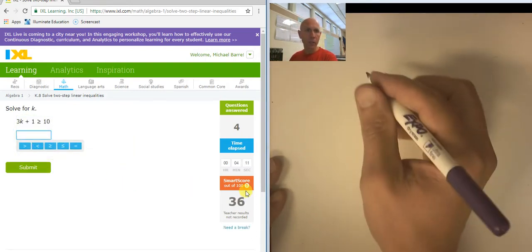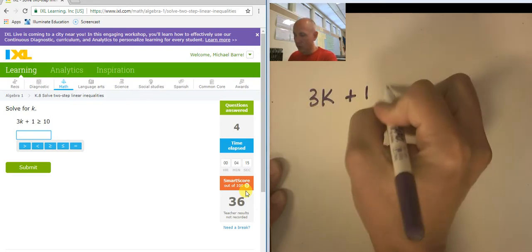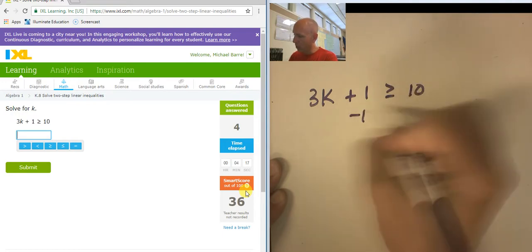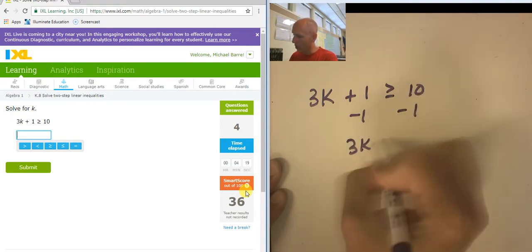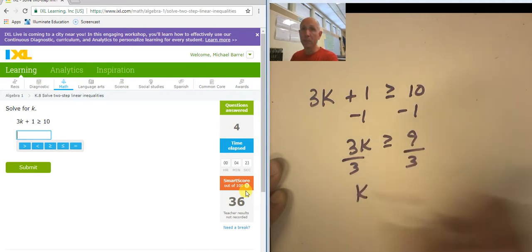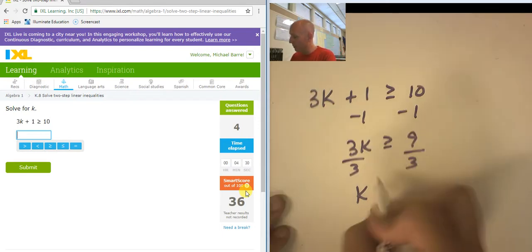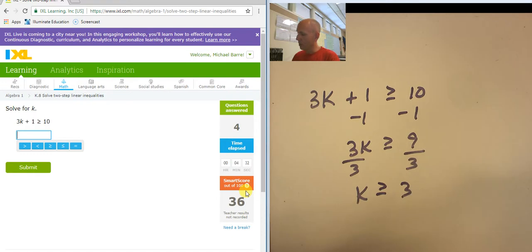Oh, good. I'm glad this one came up. So 3k plus 1 is greater than or equal to 10. Subtracting 1 from both sides, the 3k is greater than or equal to 9. Dividing both sides by 3. Do I need to flip the inequality symbol? No. I didn't divide by a negative 3. I divided by a positive. Do not need to flip the symbol. So k is greater than or equal to 3.